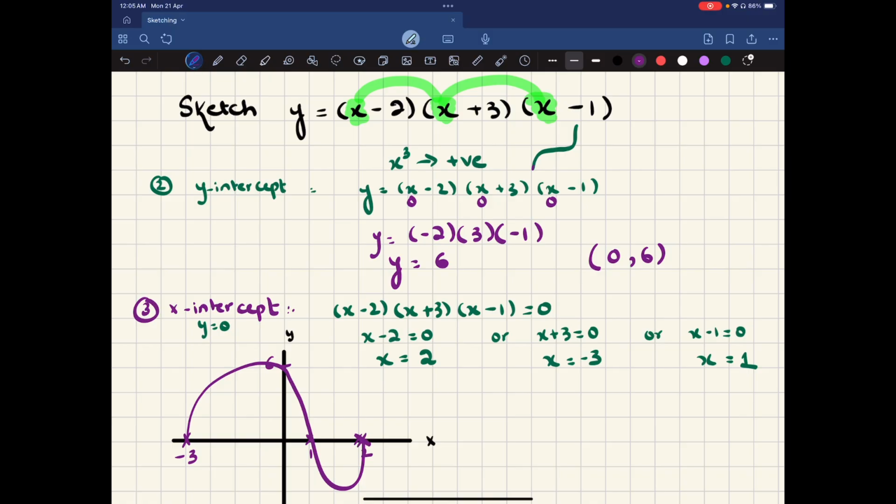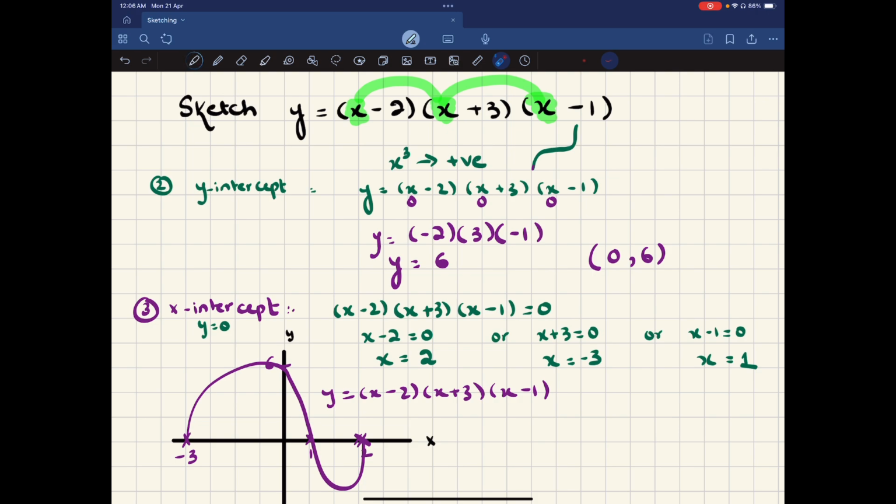And then you're going to label your graph. So y is equal to (x minus 2)(x plus 3)(x minus 1). What are the key pieces of information? The x-intercepts or the roots, and the y-intercept. And of course the shape, which is a maximum minimum.